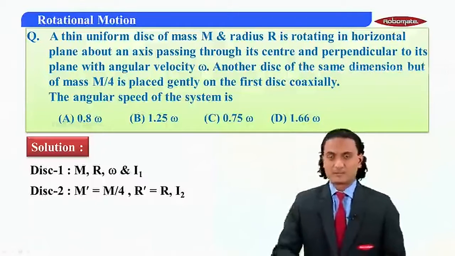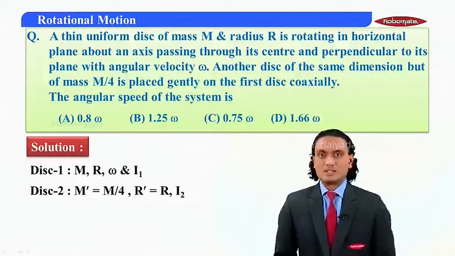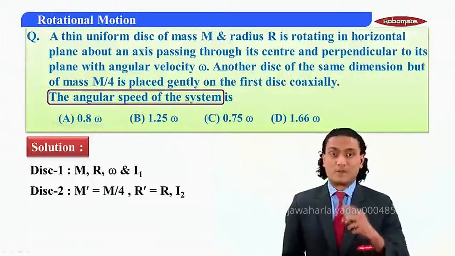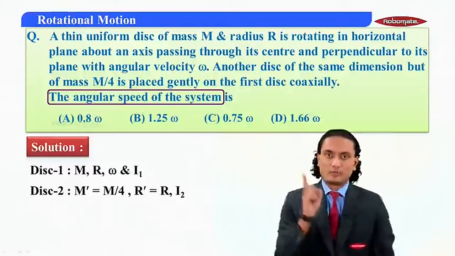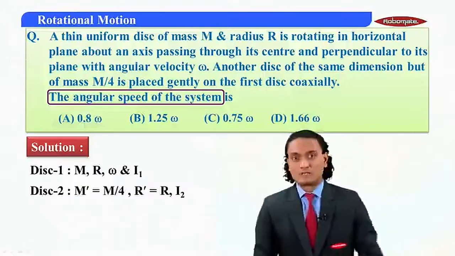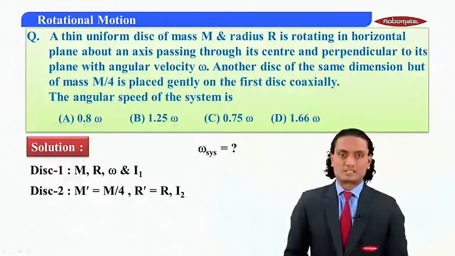Is that clear? Fine. What is asked, students? They are asking you to find out what is the angular speed of the system. Now both the disks are together and they're rotating together. They're asking you to find out what is the angular speed of the system. So they're asking what is omega system. Now, which formula can we use here?